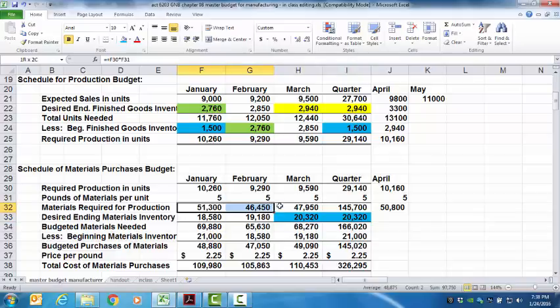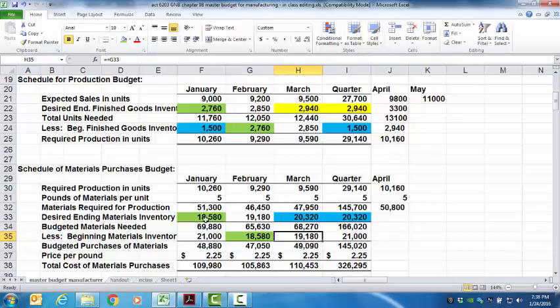So I know how much I need to have just to meet production. Now I know how much I need to have on hand to keep producing. And so when you add those two, you get your materials needed. And I can do that for all the months in the quarter. Now don't forget, that diagonal effect is going to show up again. The end of one month becomes the beginning of the next, and so on.